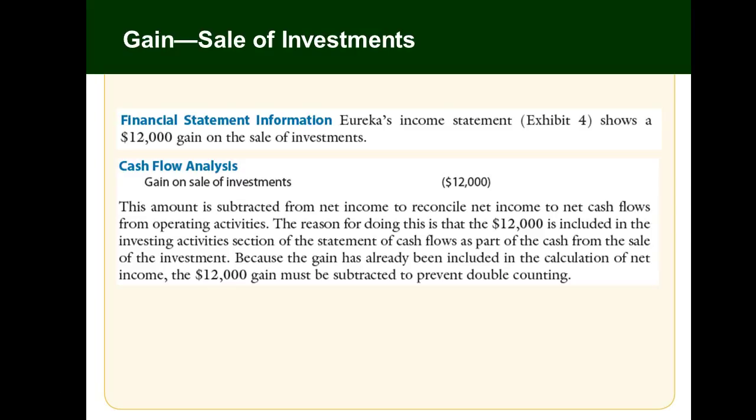But showing that there's a gain on it increases our net income. In this case, for investments, the amount gets subtracted from net income to reconcile net income to net cash flows from operating activities. The reason we do this is the $12,000 is included in the investing activities section of the statement of cash flows as part of the cash from the sale of the investment. Because the gain has already been included in the calculation of net income, the $12,000 gain has to be subtracted to prevent doubly counting that sale.